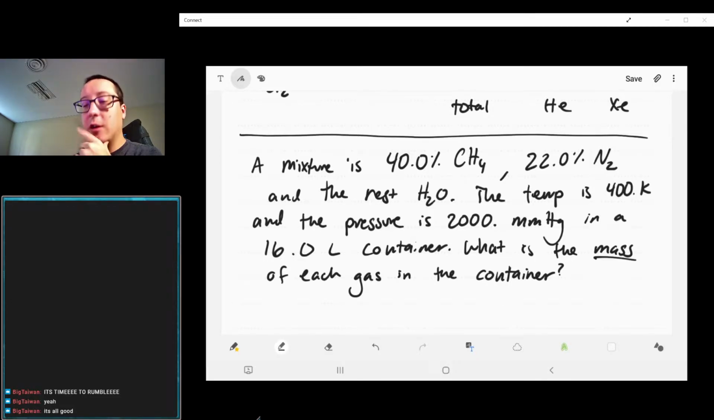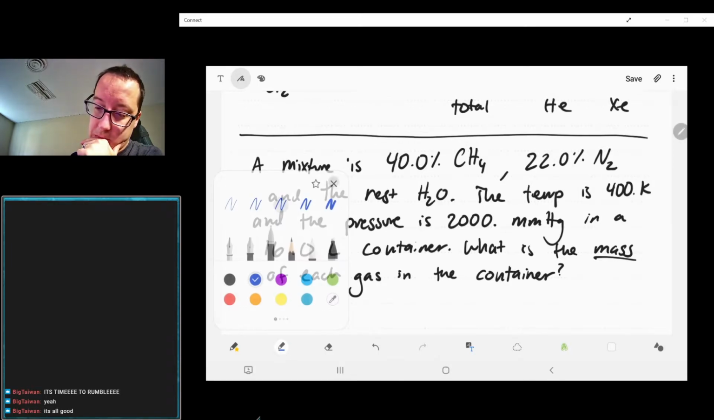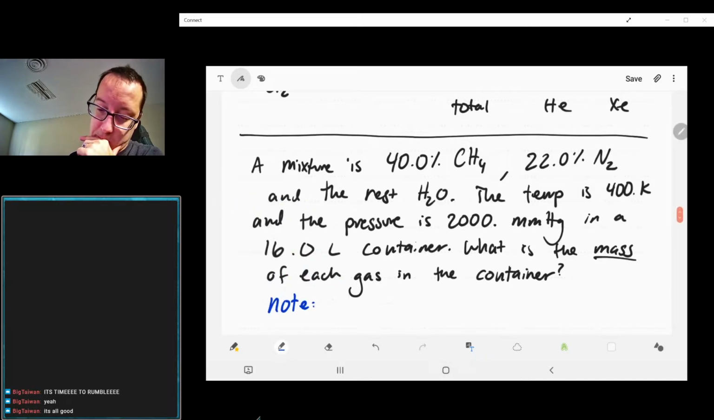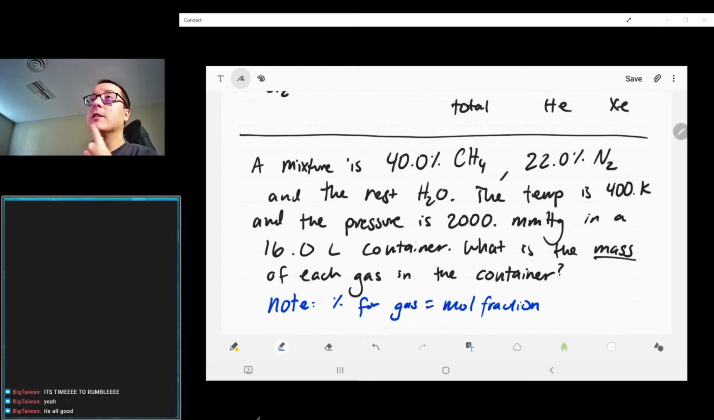So just to note, whenever you see percentages with gas mixtures like this, that's the same as the mole fraction. So it's telling us already that we have 0.4 as our mole fraction for methane, 0.22 for nitrogen, and then we have to figure out what water is going to be, which I guess will be, what, 0.38? Something like that. So just keep that in mind.